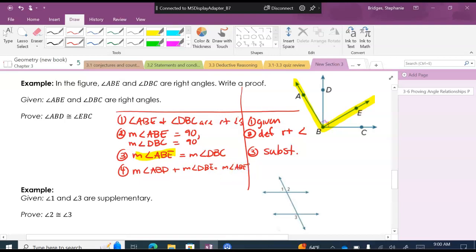I'm running out of room, sorry. I have to remember next time to give myself more room. Does that make a little bit of sense?